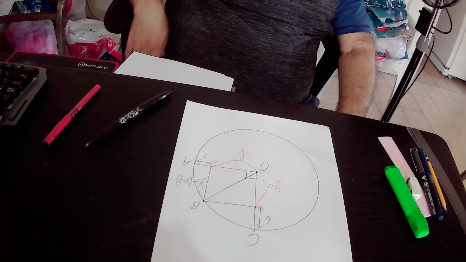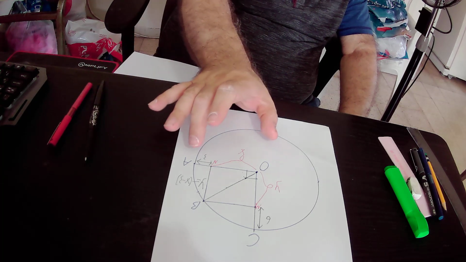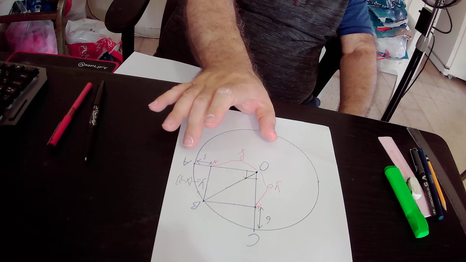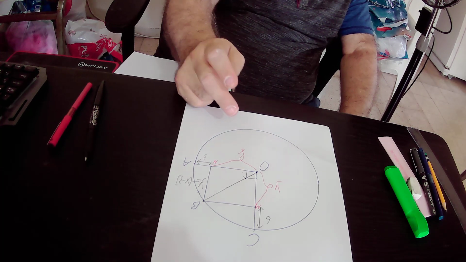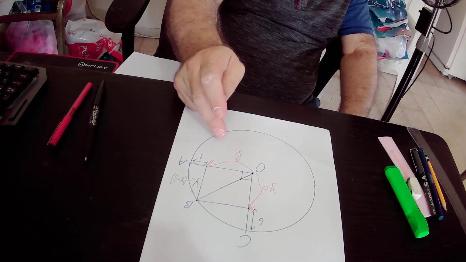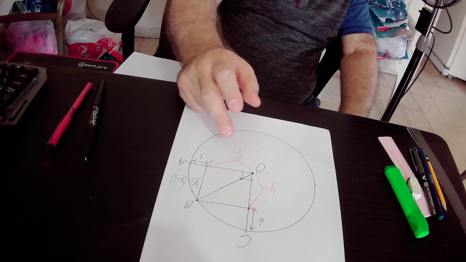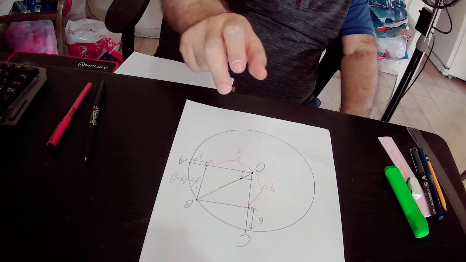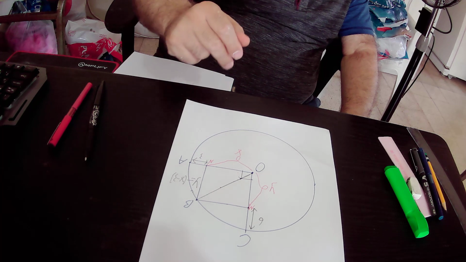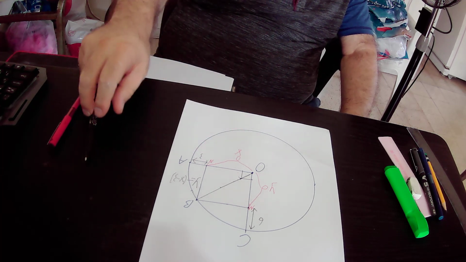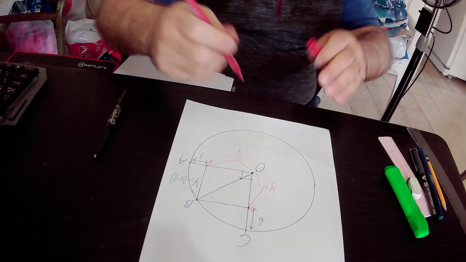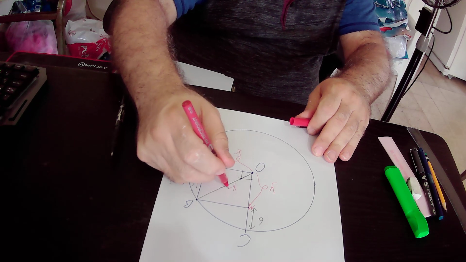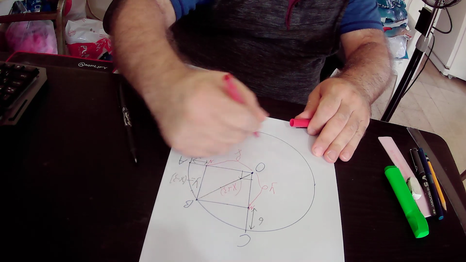But line segment OA is also the radius of this circle, and it equals X plus 3. So OB, that is also the radius of this circle, will also equal X plus 3, because it is also the radius of this circle.